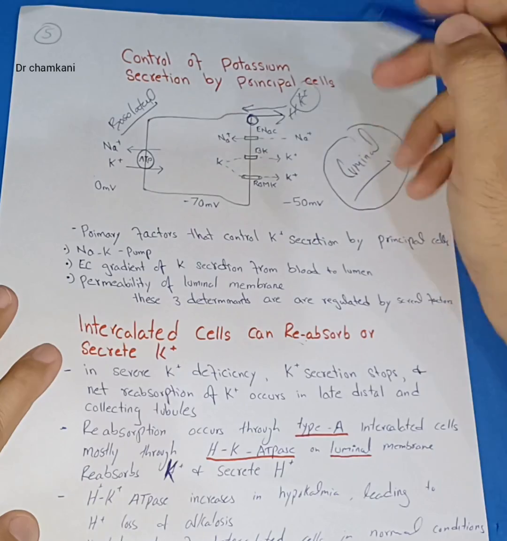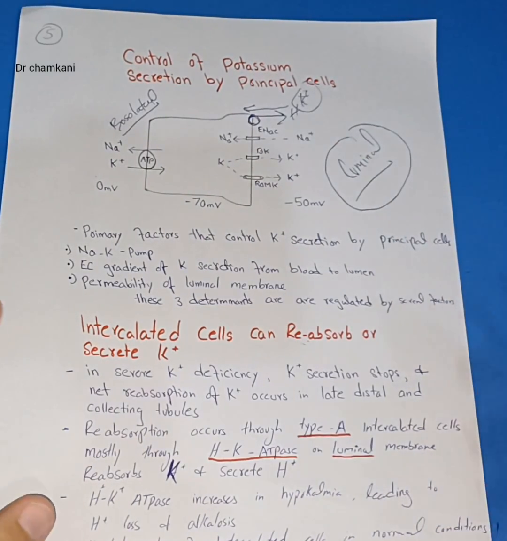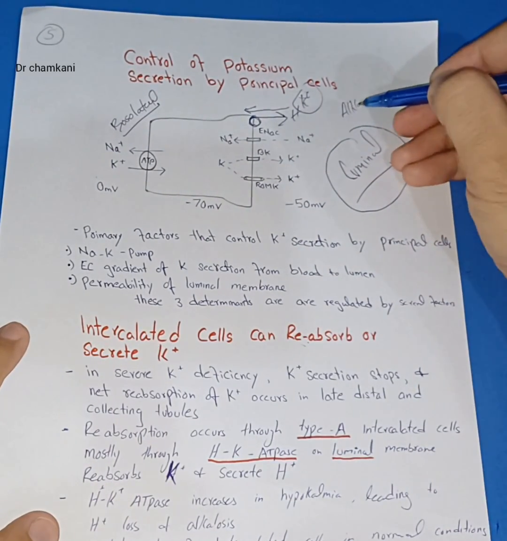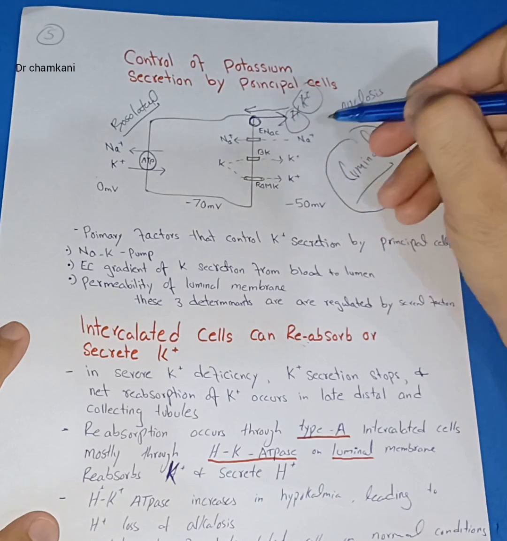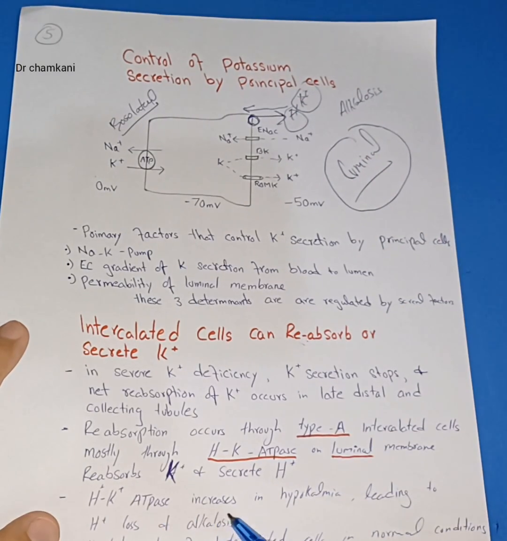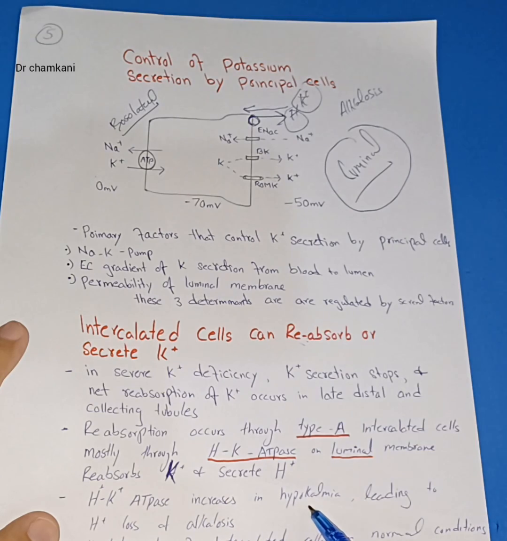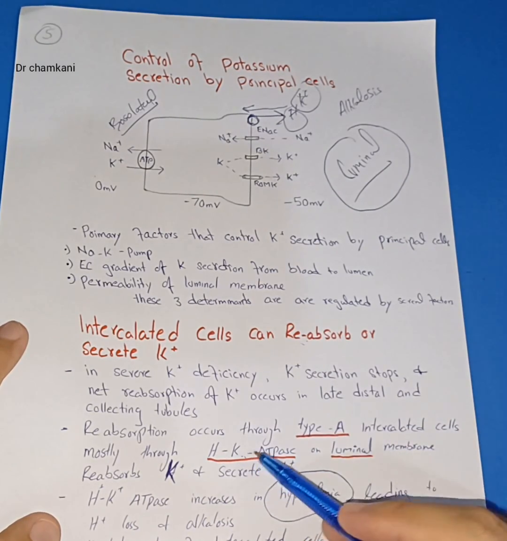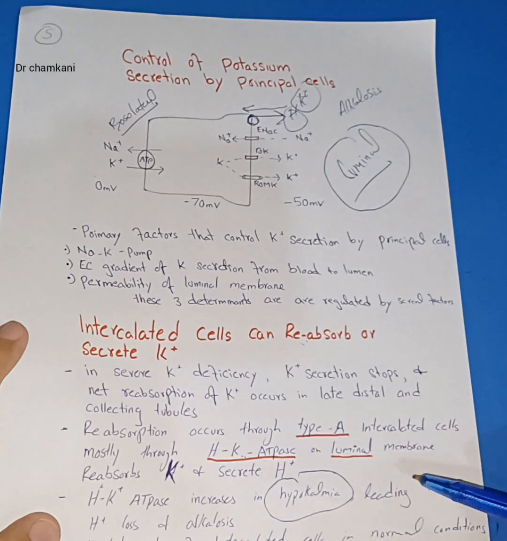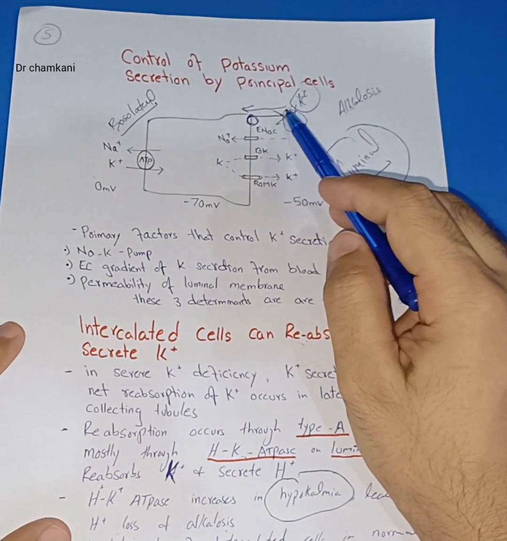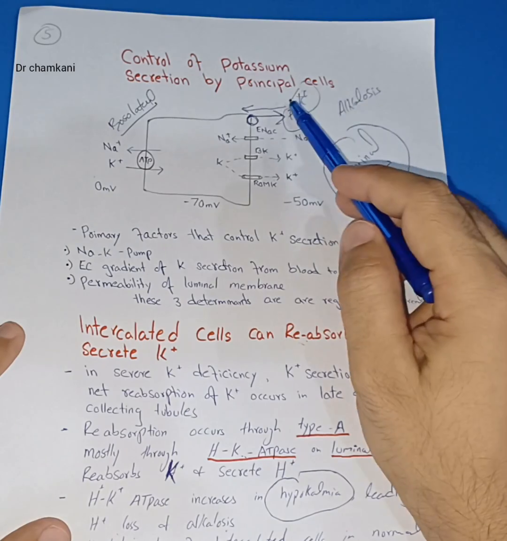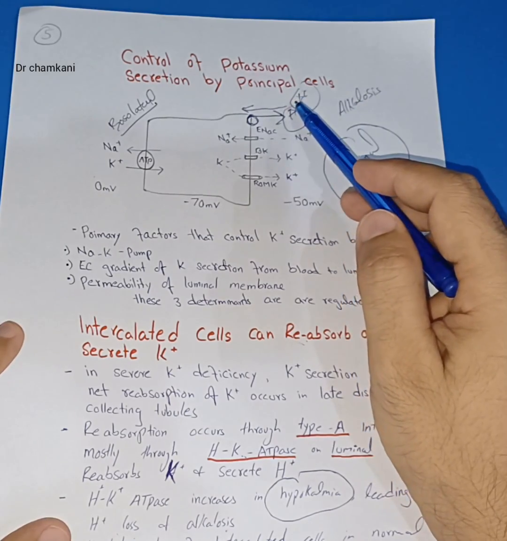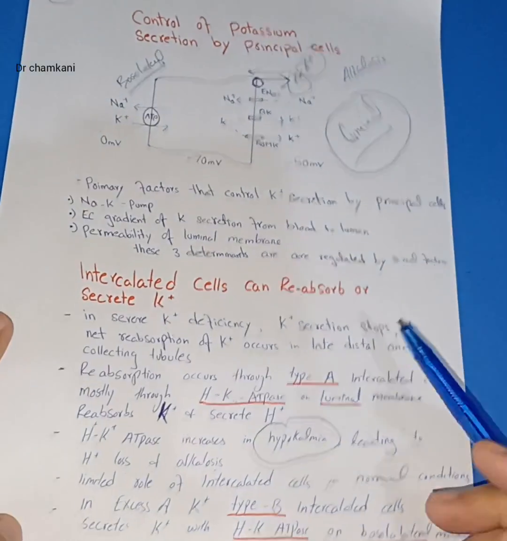So not only are they increasing the level of potassium in the body, but they are also causing alkalosis because they are throwing out hydrogen. So the role of hydrogen potassium ATPase increases in hypokalemia. When the deficiency of potassium occurs, the role of this hydrogen potassium ATPase increases, leading to loss of hydrogen and alkalosis. So this pump leads to loss of hydrogen and alkalosis, but on the other hand, it tries to correct hypokalemia, the deficiency of potassium.